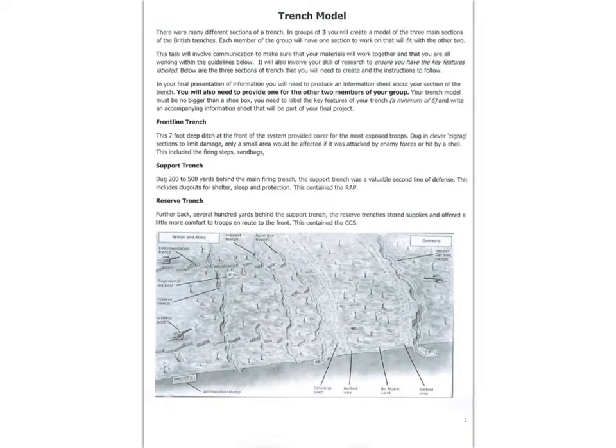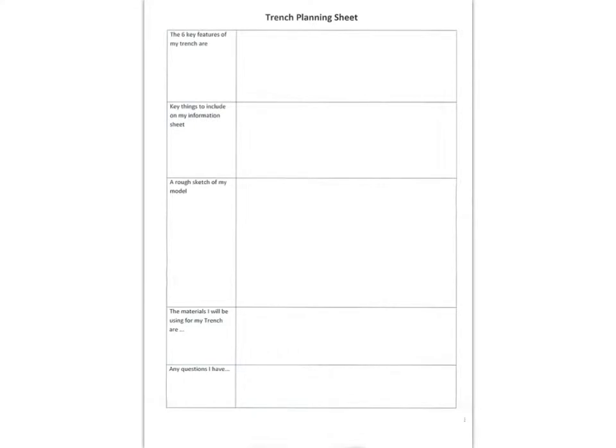Then the optional part of the homework, the construction of the trench itself. You can read the information, you can study the information, but you can also build the trench if you want to, looking at the particular elements here of the front line, the support and the reserve line, and then the communication trenches that run between them, linking them all together, no man's land, and then the German trench system on the reverse side. Trench planning sheet here.